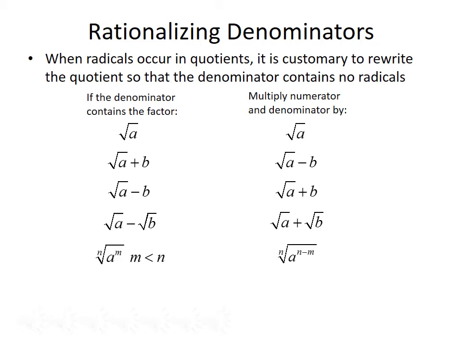And finally, this one is a little bit more tricky, but if I have the nth root of a raised to an m power, where m is less than n, I want to multiply both the numerator and denominator by the nth root of a to the n minus m. So the nth root of the base a raised to a power that, when added to the previous power, will give me something that matches n.